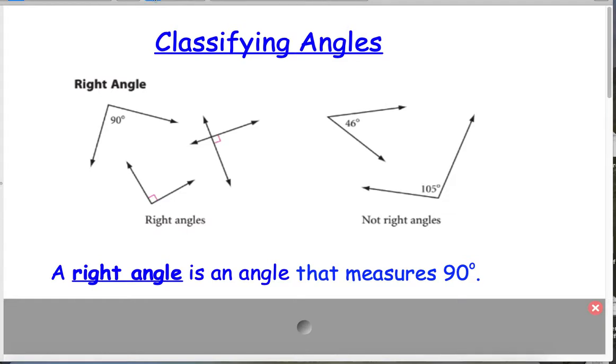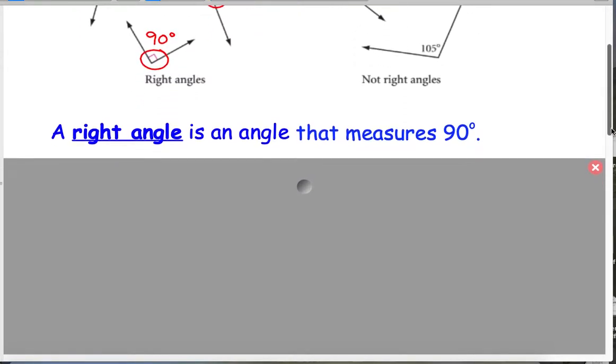And you're going to notice that the three pictures on the left, two of them have these little boxes in the corner. Whenever you see a problem with a picture and an angle has a little box in the corner like that, that means that it's a 90-degree angle. So from now on, you don't have to see the number 90 written. That box means that it is 90 degrees.